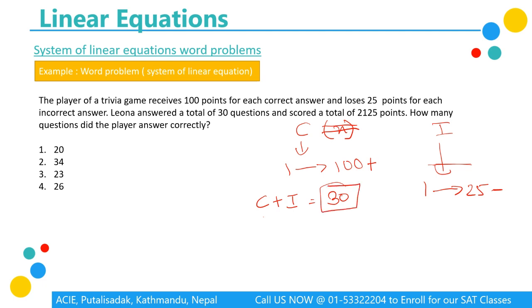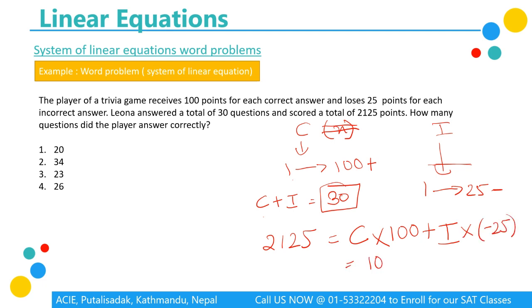Then we know that her total score is 2125, which basically means the number of correct questions she did times the marks you get for one correct question. If one correct answer gives 100, then C correct answers give C into 100, plus for every incorrect question 25 is deducted, so I incorrect answers give 25 deducted. Since it's minus, therefore 100C minus 25I is equal to 2125.